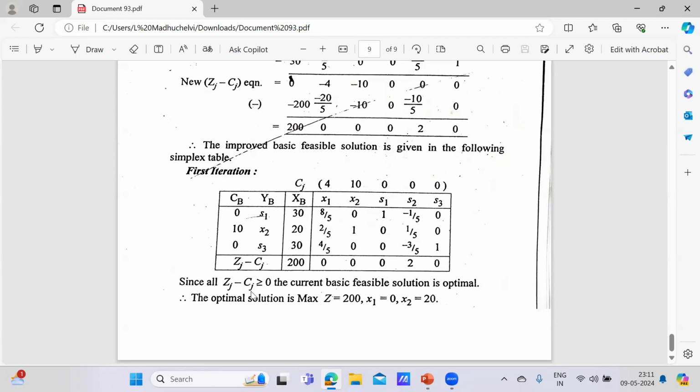So in this section, we saw the definition of LPP and how to convert the given LPP into its standard form. Then the simplex method algorithm, and one example under that simplex algorithm.